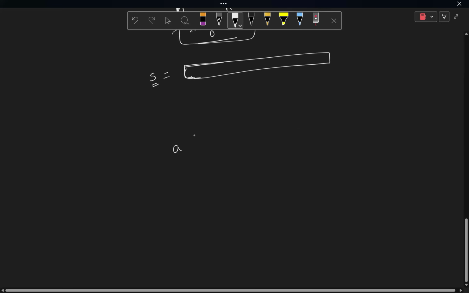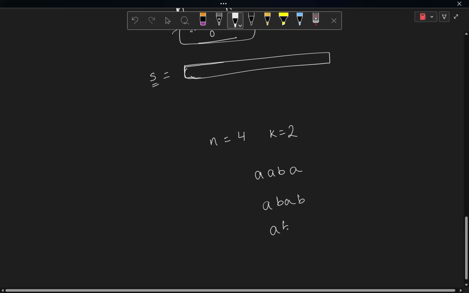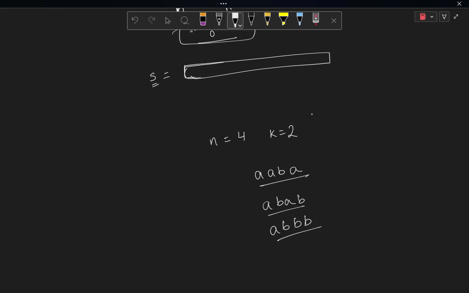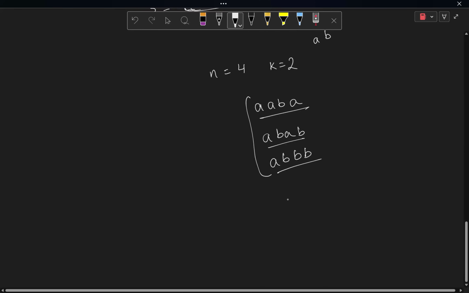These strings are nothing but strings like, let's take an example. If n is equal to 4 and k is equal to 2, then strings like AAAA, BAAA, or ABAB, or ABBB. Basically, there are four characters in the string, and all the characters are either A or B, basically the first two lowercase English alphabets. All this kind of strings should be there in the string s as a subsequence.